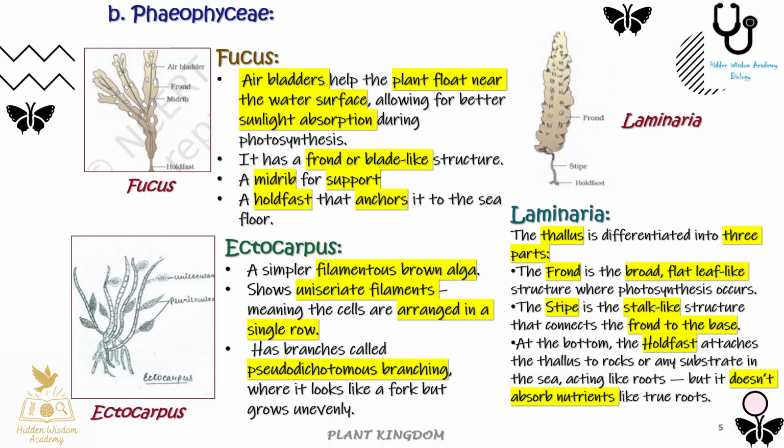It shows uniseriate filaments, meaning the cells are arranged in a single row. It also has branches called pseudodichotomous branching, where it looks like a fork but actually grows unevenly. Both these algae store food as laminarin and mannitol, and possess chlorophyll A, C, and fucoxanthin, which gives them their brown color. These structures are very important for survival in marine habitats and are frequently asked in NEET.